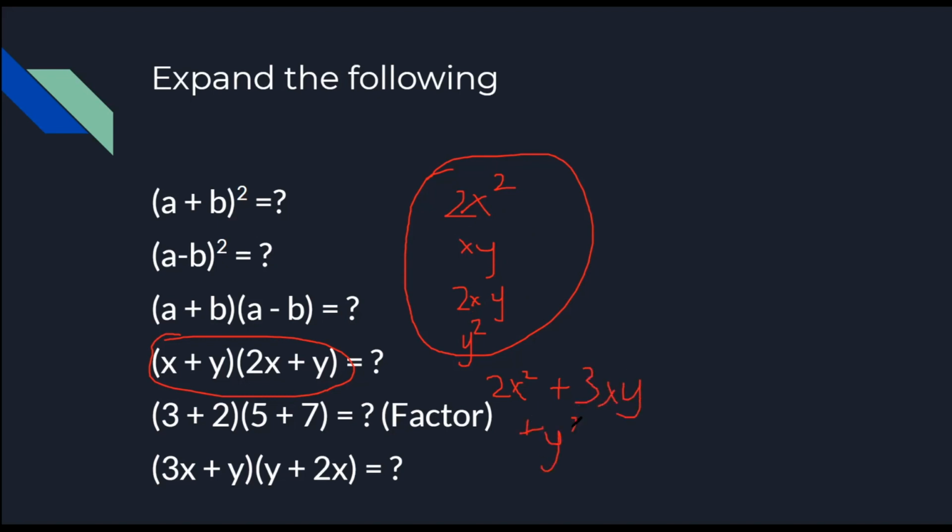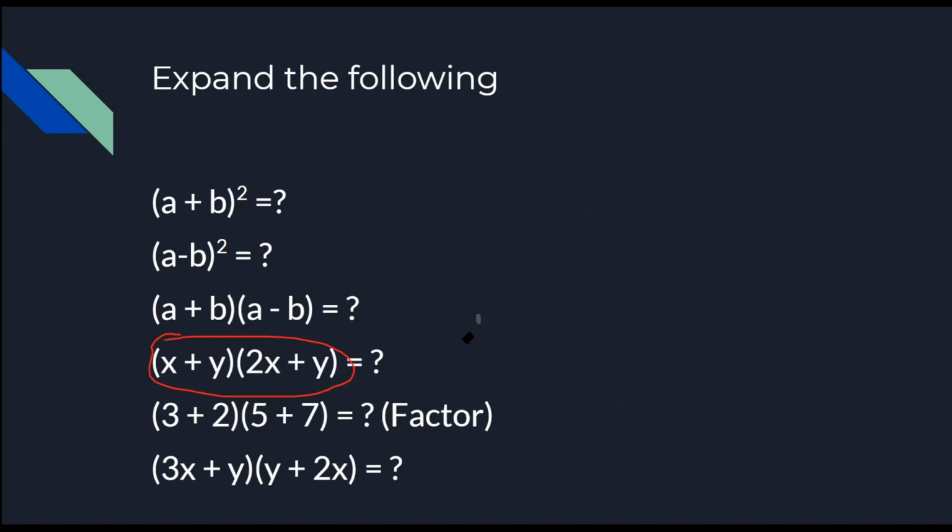Okay, so this is a final expansion of x plus y times 2x plus y. Are you guys starting to get it? No? Okay, let's try another example, but with numbers this time. Hopefully this will allow you to understand it more, okay?